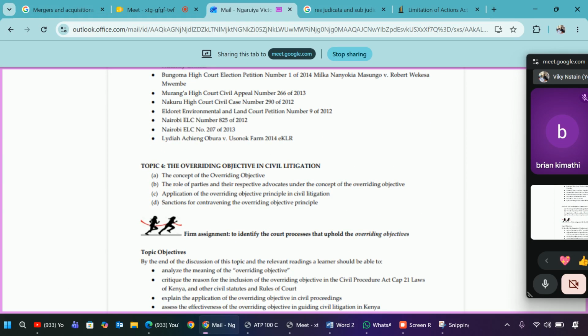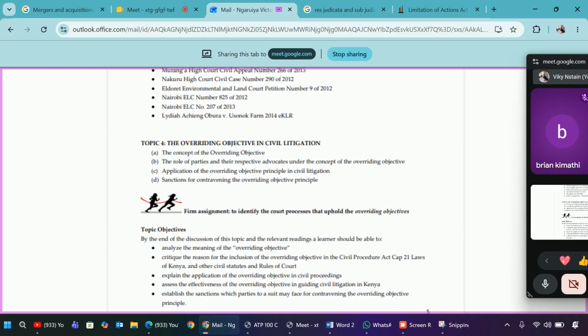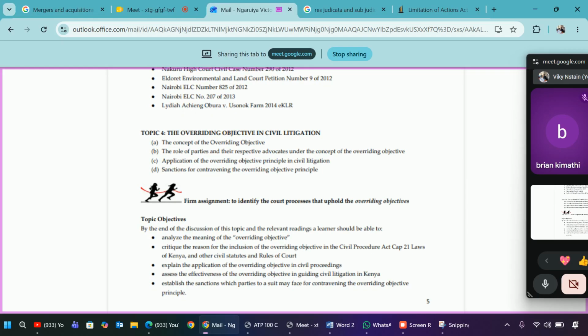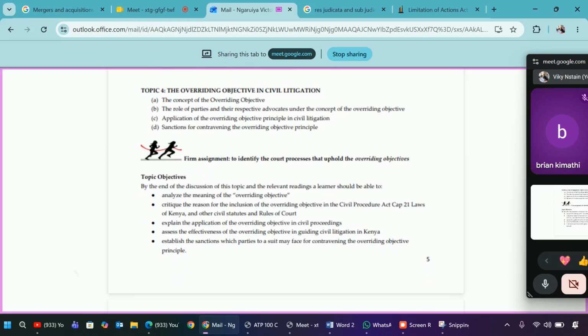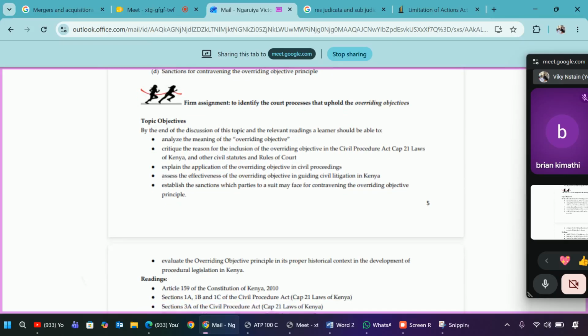Then the overriding objective in civil litigation. What is the concept of the overriding objective? The role of parties and their representative advocates under the concept of overriding objective. Application of the overriding objective principle in civil litigation. So these are the key takeaways.